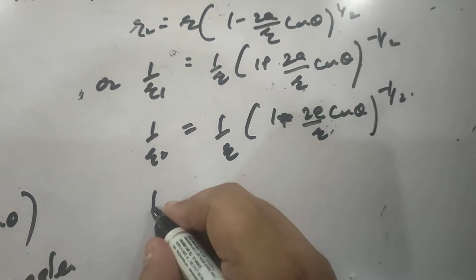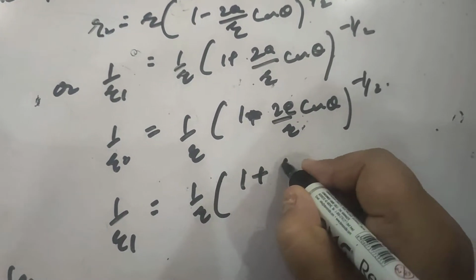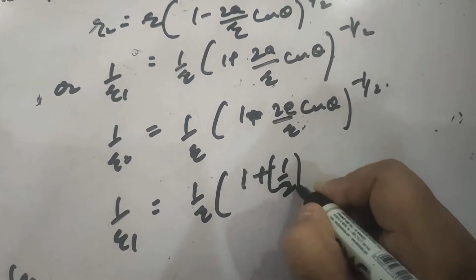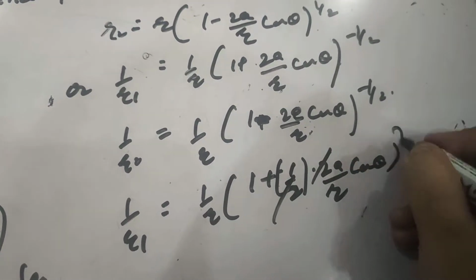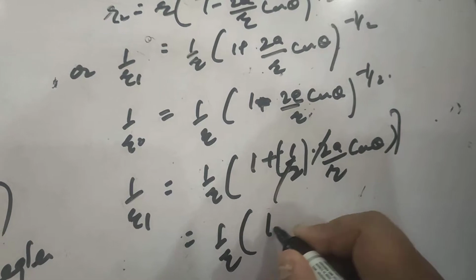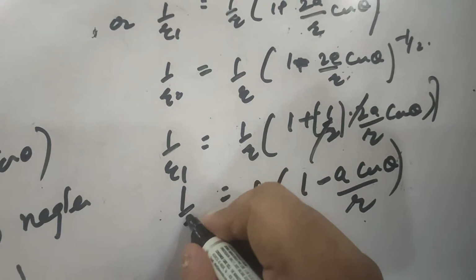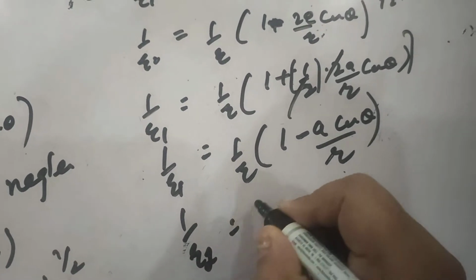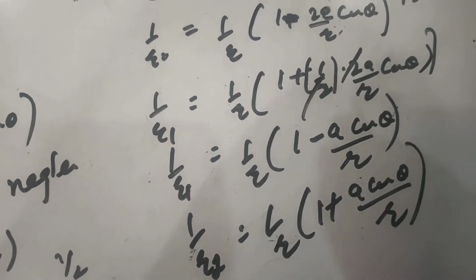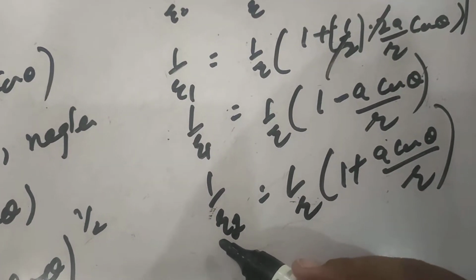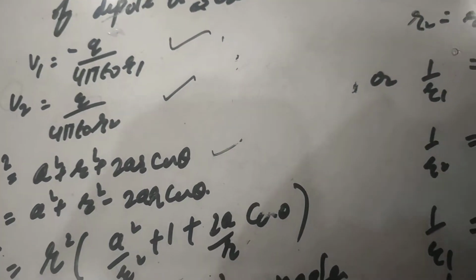Now expanding these by binomial, 1 by r1 becomes 1 by r (1 plus minus 1 by 2 into 2a by r cos theta). So 2 and 2 cancel, we are left with 1 by r (1 minus a cos theta by r). Similarly, 1 by r2 is equal to 1 by r (1 plus a cos theta by r). So we have calculated 1 by r1 and 1 by r2. We will put these two values in the expression for v1 and v2 and then we add it.